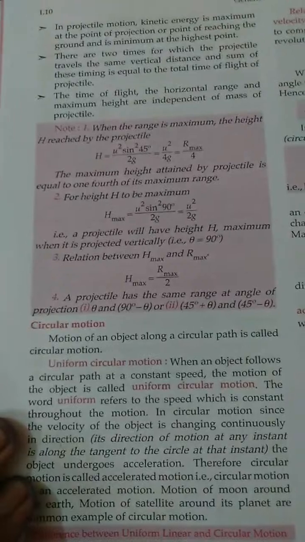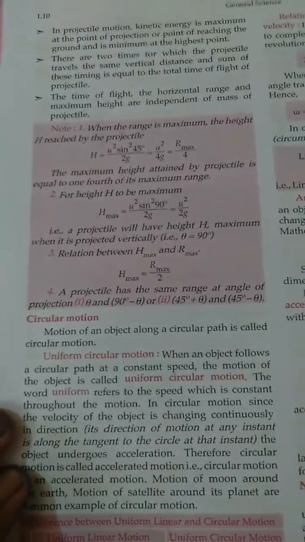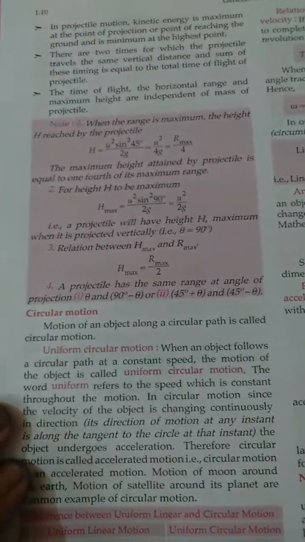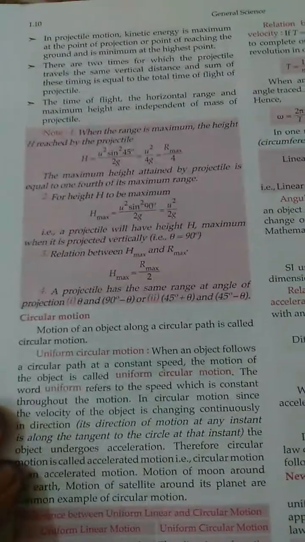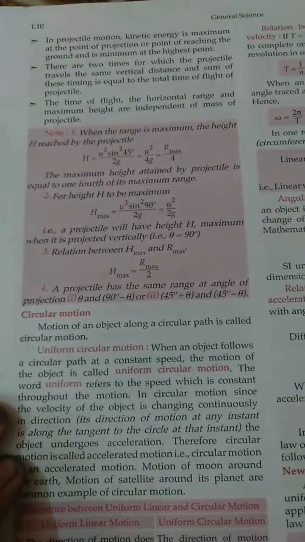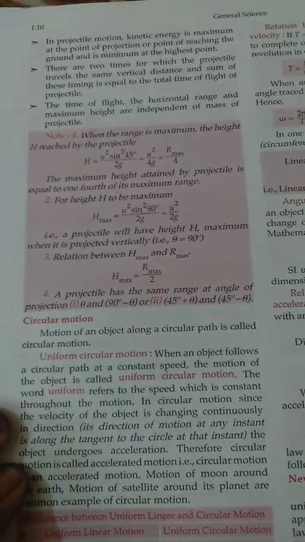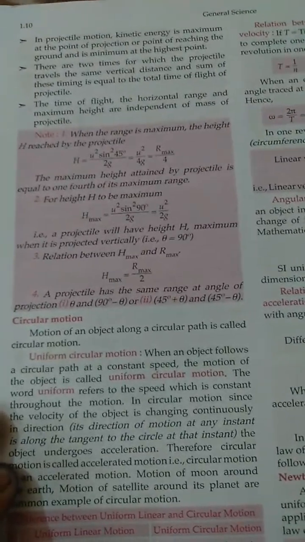Relation between H maximum and R maximum: H maximum equals R maximum divided by 2. A projectile has the same range at angles of projection theta and 90 degrees minus theta, or 45 degrees plus theta and 45 degrees minus theta.